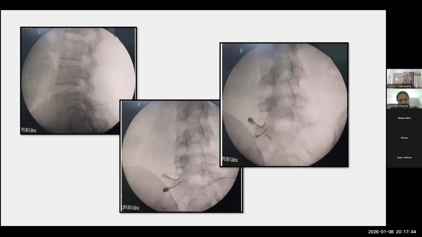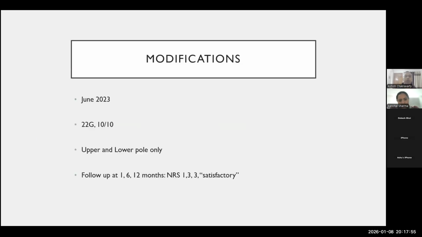And the radiofrequency treatment was done with the same temperature, that is 70 degrees centigrade, for 90 seconds through both the needles, one at the upper pole and one in the lower pole. And again, after having done the follow-up, the NRS was 1, 3, and 3 at first month, 6 months, and 12 months. And even this patient reported the pain relief as satisfactory.